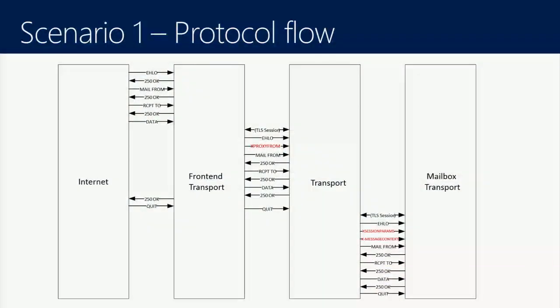We'll go more complex as it goes on. Things I want to call out within this protocol flow: I have the internet client submitting this message. Notice that the communication starts to the front-end transport service. So I do my hello, I get my acknowledgement. I do my mail from, I get my acknowledgement. I do my rcpt to, I get my acknowledgement. I then start the submission of the data.